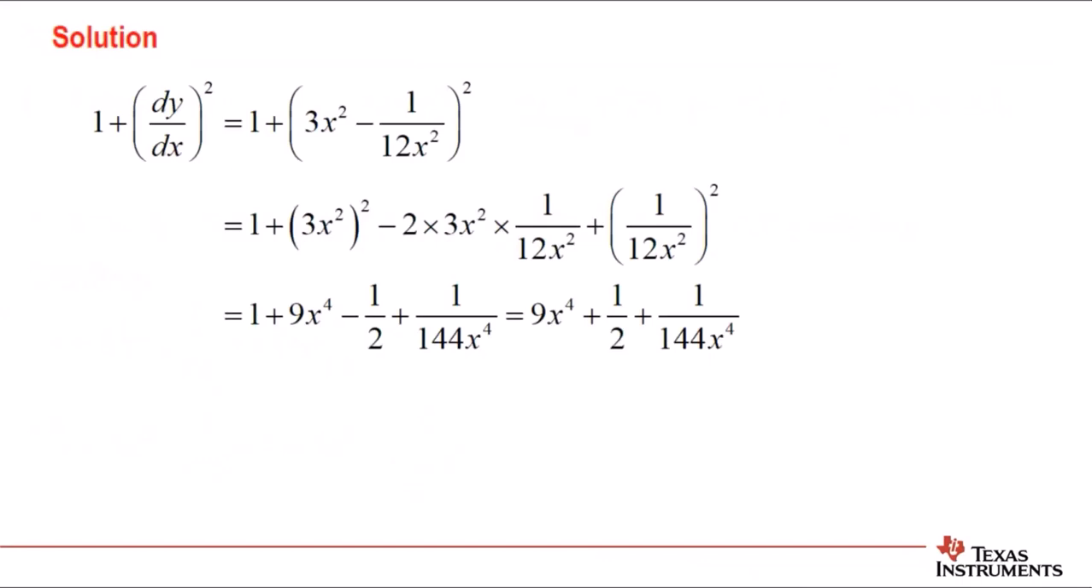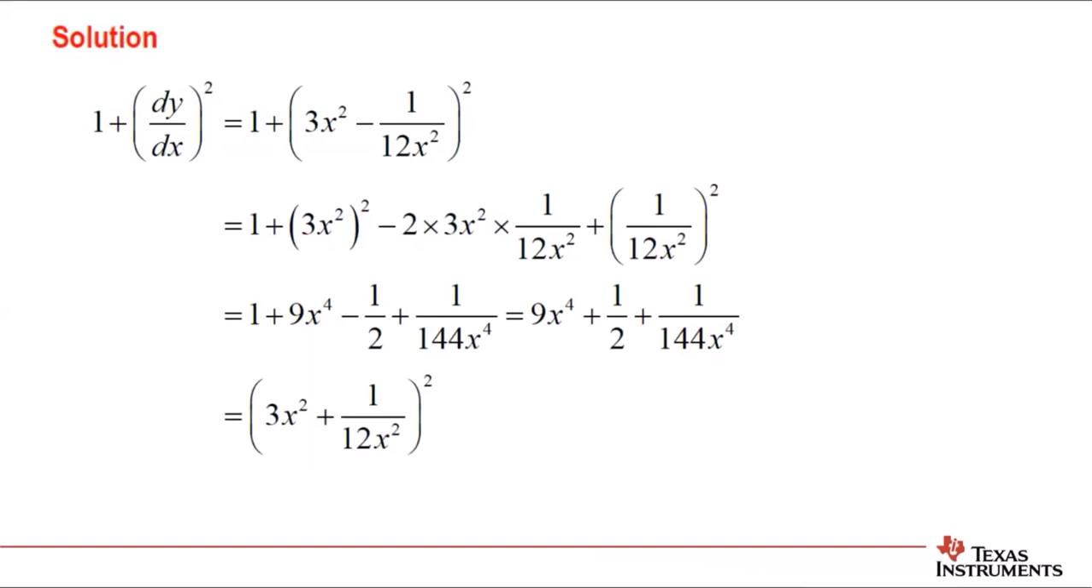So we've got the 1 minus the half. Now, the half comes from the middle term there of 3x squared times 1 over 12x squared, and that has to cancel. The x squareds have to cancel, leaving me with 2 times 3 is 6 over 12, which is minus a half, because then it becomes 9x to the 4th plus a half. And that thing there is the perfect square.